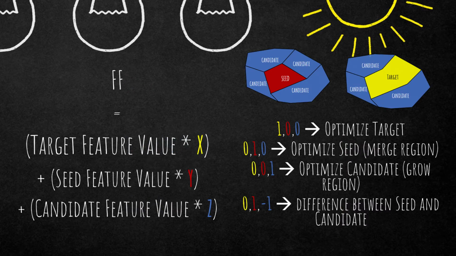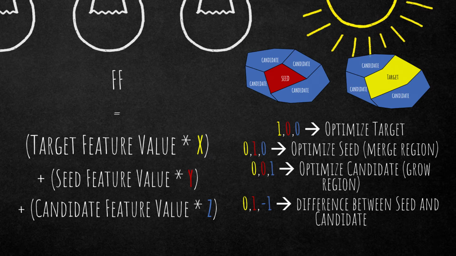Okay. So for the fitting function, you can define 3 values: the target feature value, seed feature value, candidate feature value. And those can be used in combination. You can enter negative values, positive values, 0 values. And what you see on the right hand side are combinations that are used frequently. So 1, 0, 0, if you enter a 1 for the target feature value and 0s for the others, that will optimize the target object. 0, 1, 0 would be optimize the seed, 0, 0, 1 optimize the candidate, which would be grow region, and the previous one would be merge region.